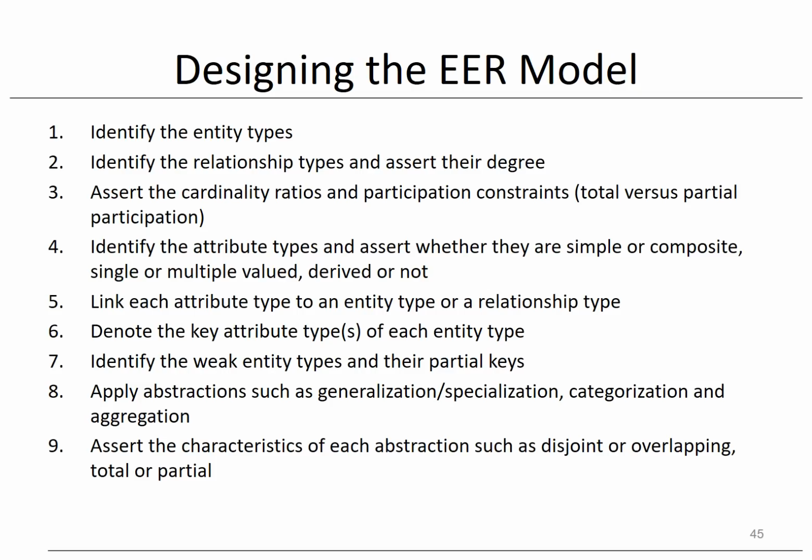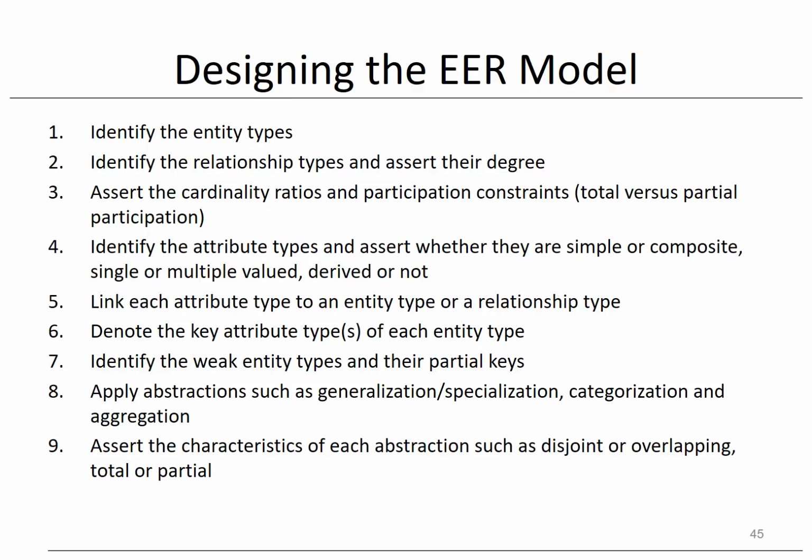To summarize, an ER conceptual data model can be designed according to the following steps. Identify the entity types. Identify the relationship types and assert their degree. Assert the cardinality ratios and participation constraints, total versus partial participation. Identify the attribute types and assert whether they are simple or composite, single or multivalued, derived or not.